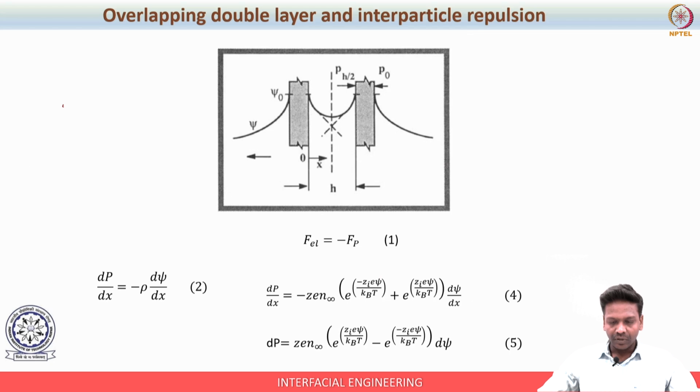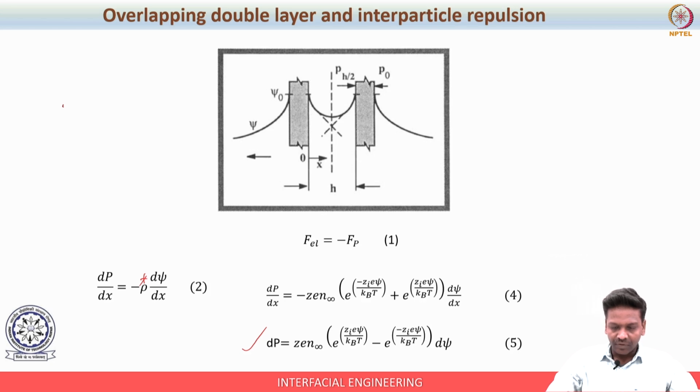Now further, you can substitute this equation into this rho star. This minus rho star. When you substitute this equation, because the minus is already there, you will finally have this equation, that is dp.